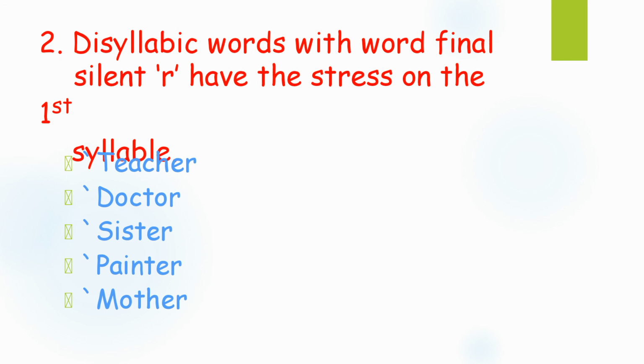Now, next example, sister. Sis is the first syllable, ter the second syllable, ending in R. That R is silent. Therefore, stress should be on the first syllable. Sister. She is my sister. I am not saying sister with stress on the second syllable. I am saying sister. Say after me, sister.